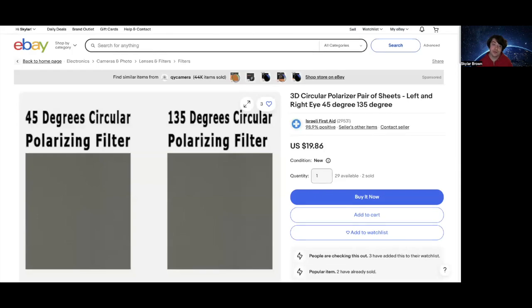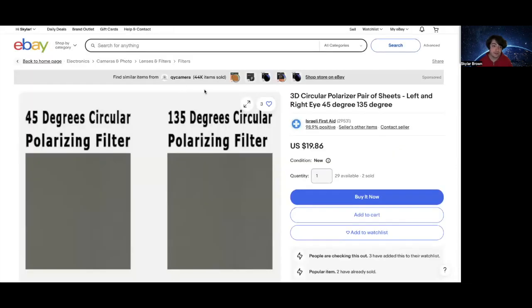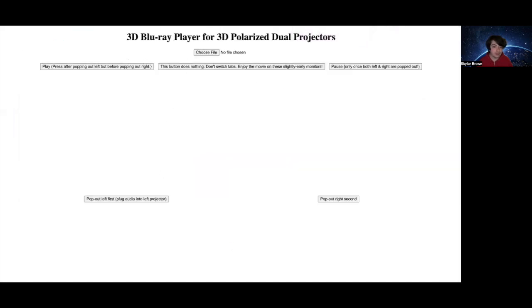So what would be needed are the two polarizing filters, the 45 degrees for the right side and the negative 45 degrees for the left, and these polarized glasses that are circular, because the filters that we're getting are circular, are important. And next, all you would have to do is set up the two projectors in a way that one's on the left with the correct filter that I just mentioned, and the other one's on the right.